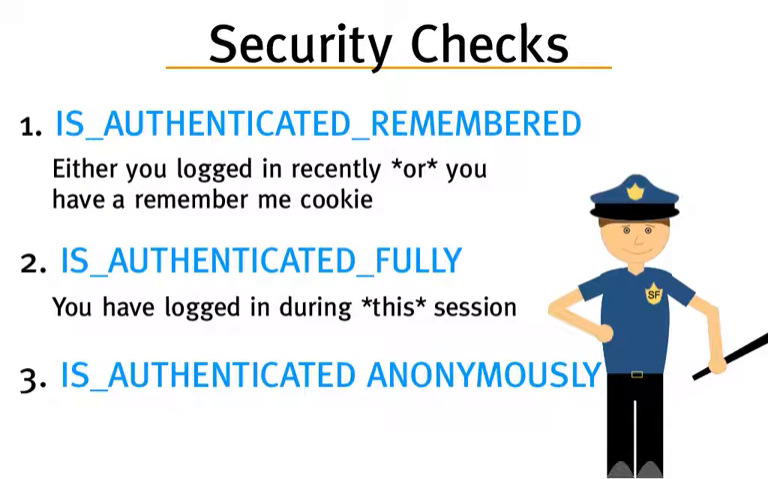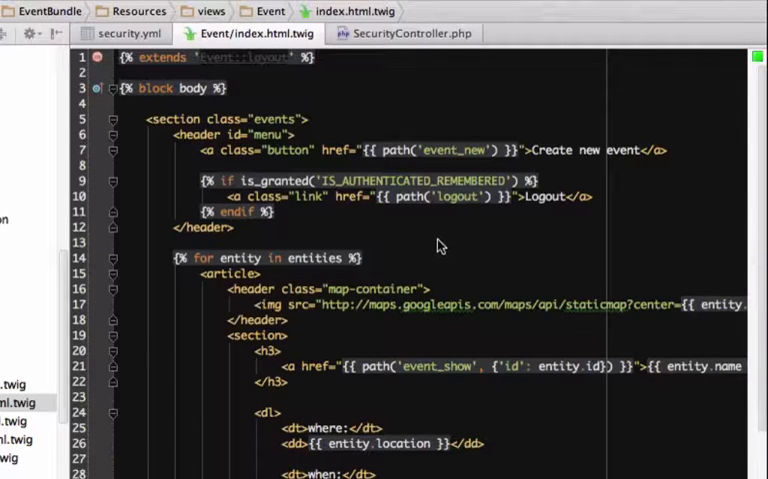Finally, IS_AUTHENTICATED_ANONYMOUSLY is given to all users, even if you're not logged in. And since literally everyone has this, it seems worthless. But it actually does have a use if you need to whitelist URLs that should be public. I'll show you an example in the last chapter.